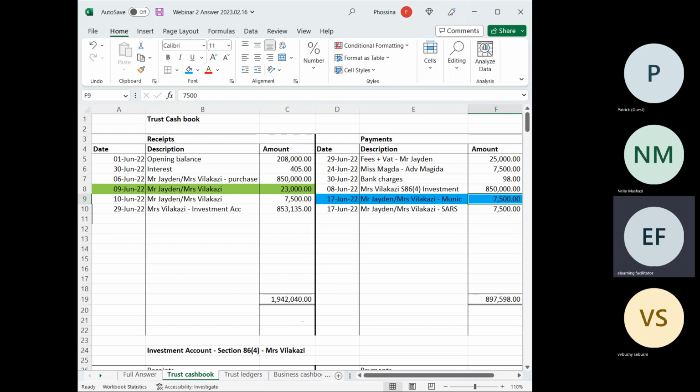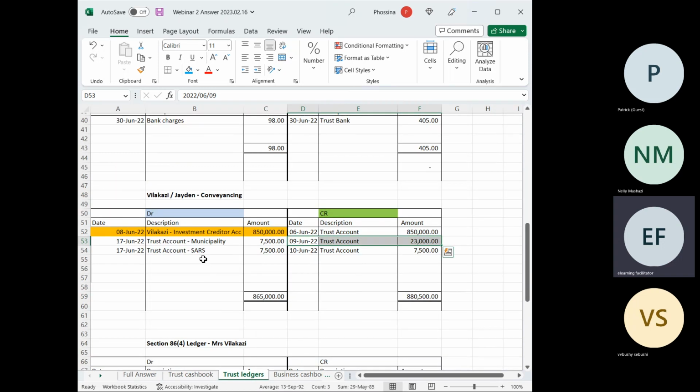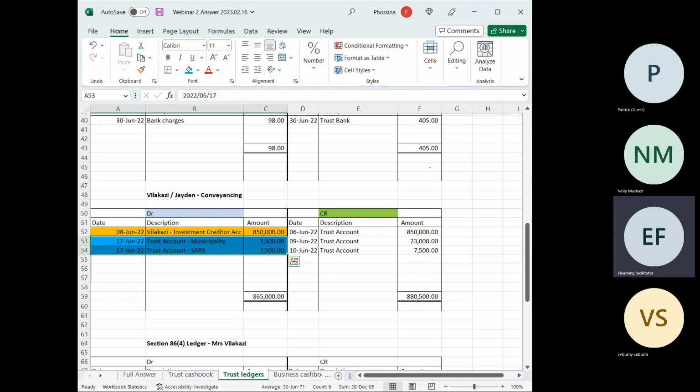And also on 17 June, we paid SARS an amount of 7,500 and obtained a transfer duty. So here we are, we record it in our cash book. So whatever we are recording in our cash book, we also remember to come to our ledger and also record it. Okay.